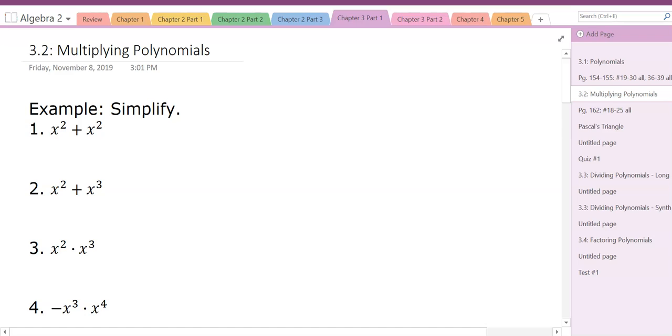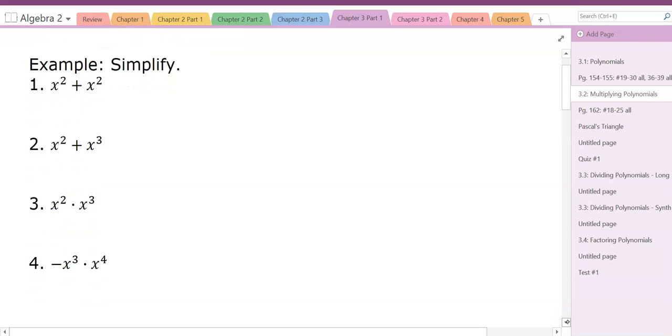Looking at these 4 examples, x squared plus x squared: since they're the same thing, they both have an x and they both have a 2, we can combine them because there's 2 of them. So I can rewrite this as 2x squared. That's what you would have done in section 1. Now number 2, I have x squared plus x to the third. They have different exponents, so I can't combine them because one is an x squared and one is an x to the third. I can't do anything here, so I'm just going to leave it as is.